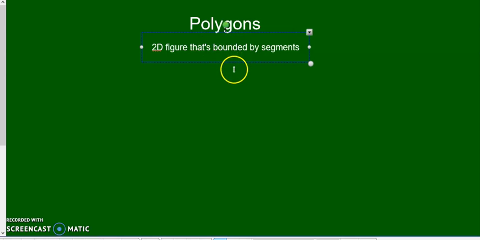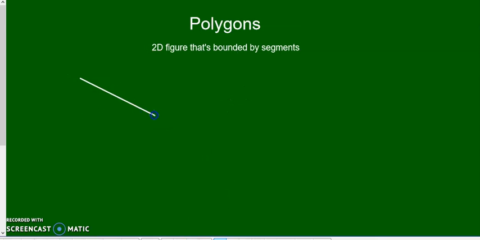In this video, we're going to learn about polygons. So what are polygons? A polygon is a two-dimensional figure, a 2D figure that's bounded by segments. That means you just take a bunch of segments and put them together and you'll get a polygon.